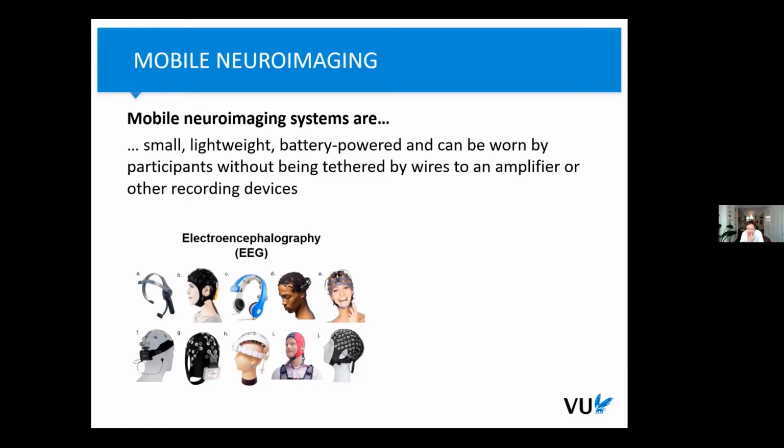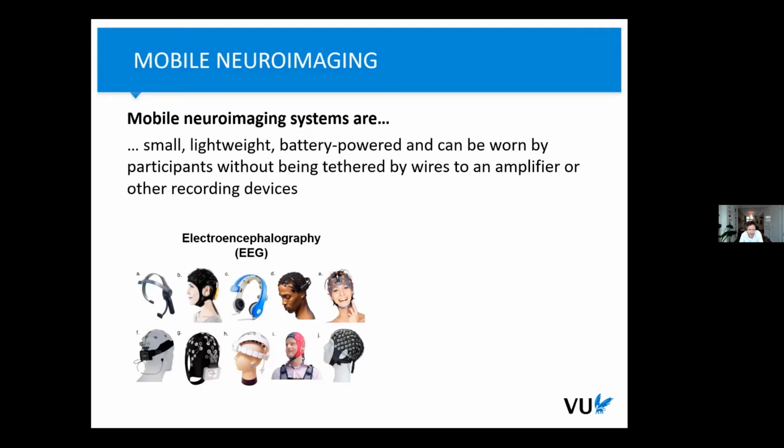And the interesting thing is that around 10, 12 years ago, the first mobile systems that came to the market were commercial. They were not really for research purposes, but for example, for neuro-enhancing applications like neurofeedback. So they were for the consumer markets, and they frequently used just one electrode on the forehead, for example. They used dry electrodes instead of wet electrodes.